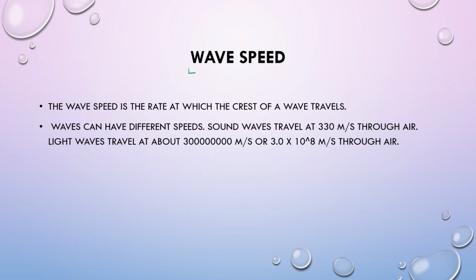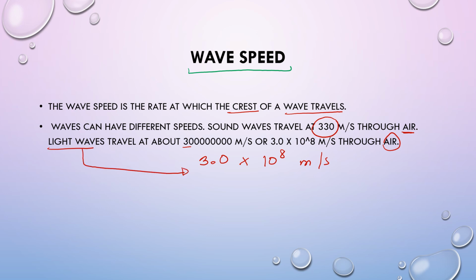Then we have the wave speed. The wave speed is the rate at which the crest of a wave travels. Waves have different speeds. Sound waves travel at 330 meters per second through air, and light travels at about 3.0 times 10 to the power 8 meters per second through air. Whereas sound waves travel at only 330 meters per second. So you can obviously see the difference, right?